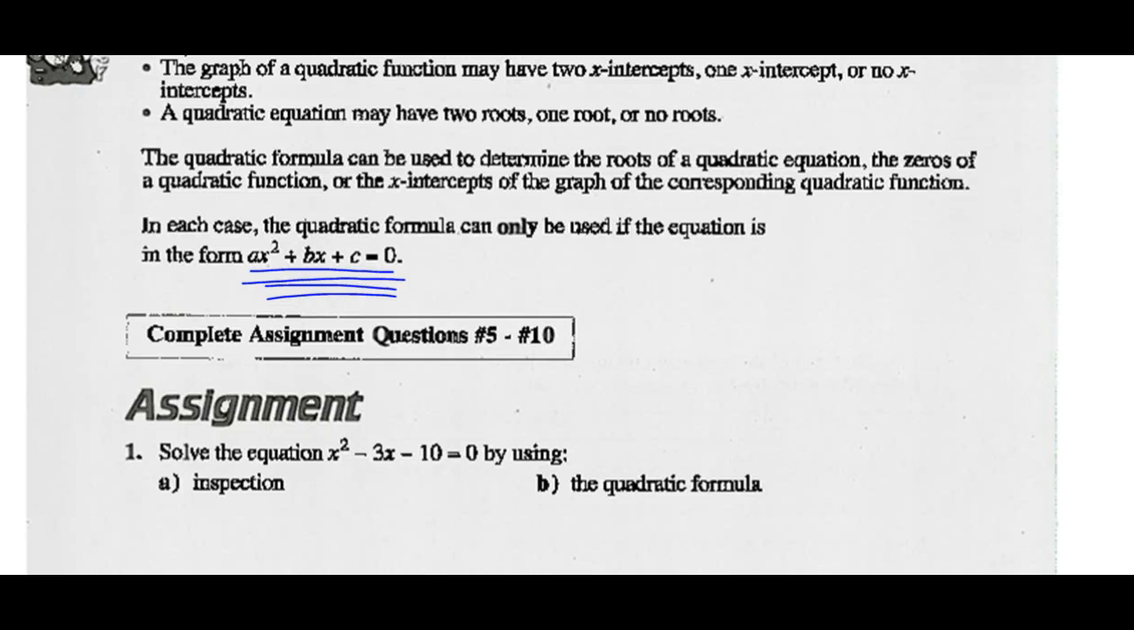All right. You guys have your assignment. Numbers 1 through 10. Away you go.